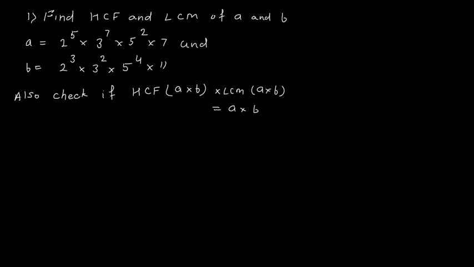So the first question: find the HCF and LCM of A and B, where A is 2 power 5 into 3 power 7 into 5 power 2 into 7, and B is 2 power 3 into 3 power 2 into 5 power 4 into 11. Also check if HCF into LCM of these two numbers is equal to A cross B. Let us see the next question.